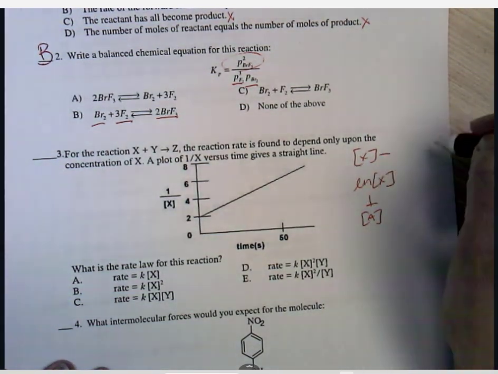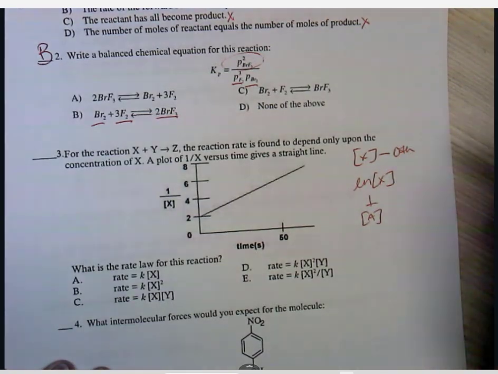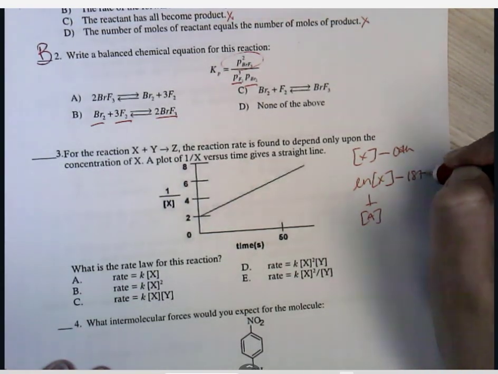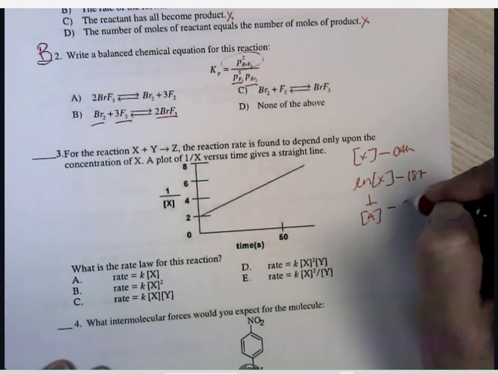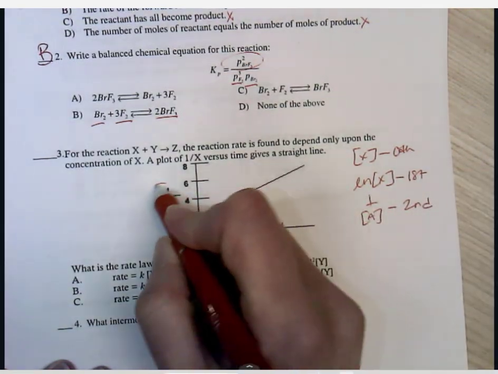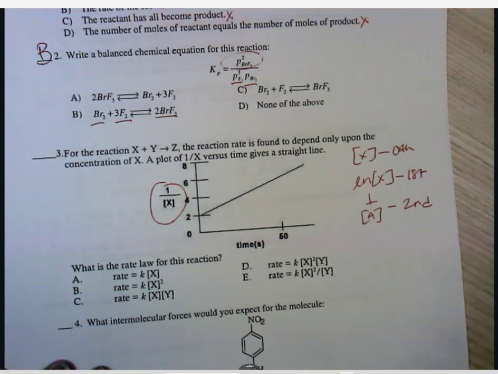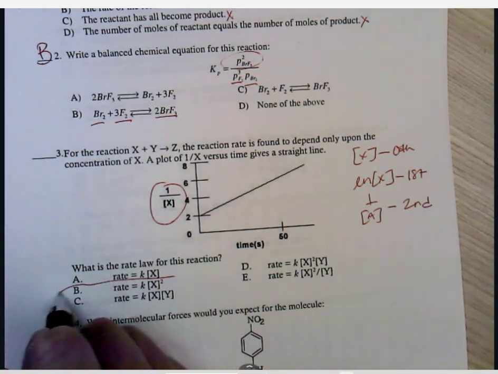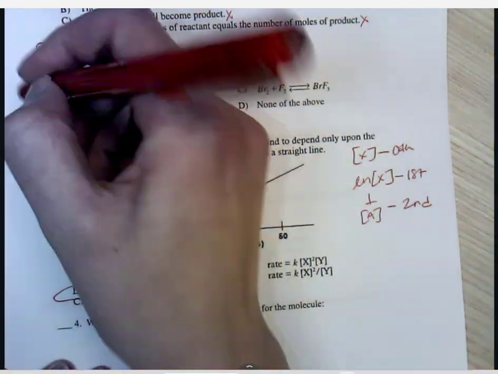If the concentration one was straight, then it would be zeroth order. If the natural log was straight, it would be first. And if 1 over was straight, it would be second. So this is a second order reaction. Only depends on X. So that looks like we're on a roll with B's here.